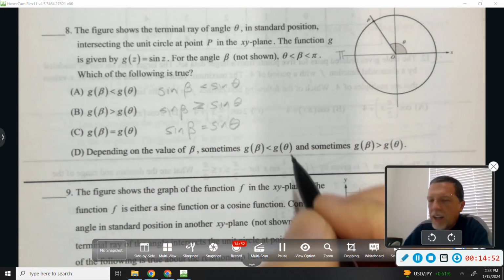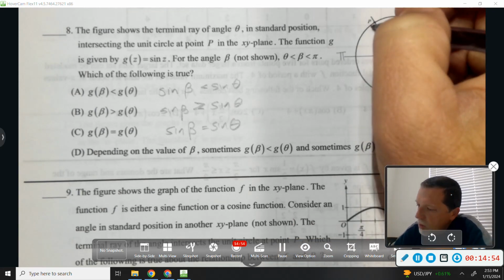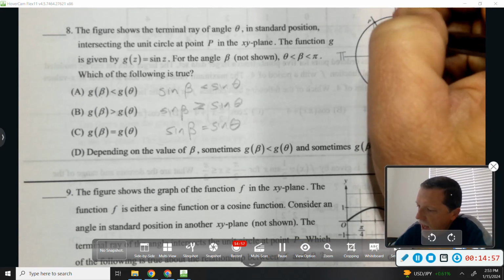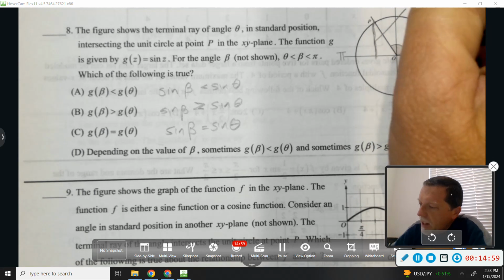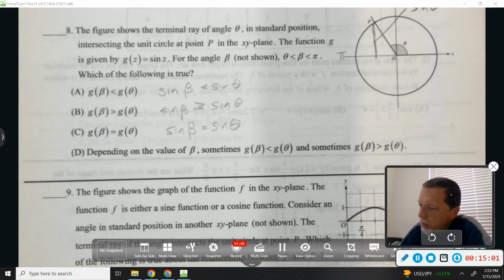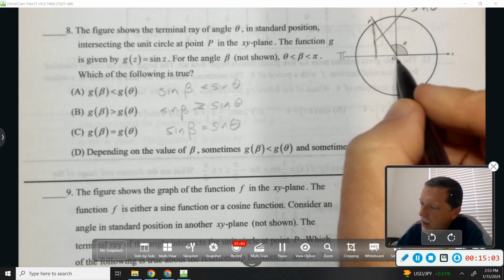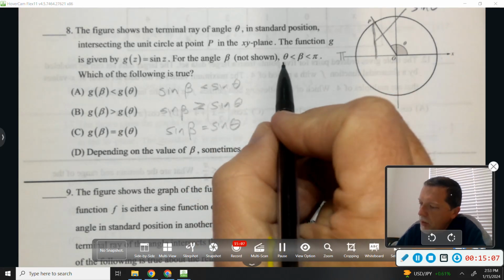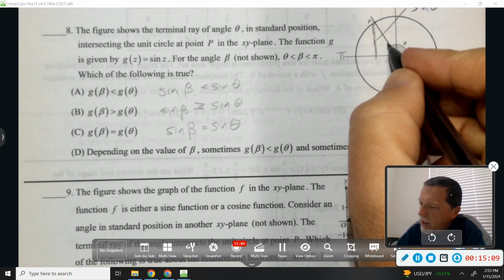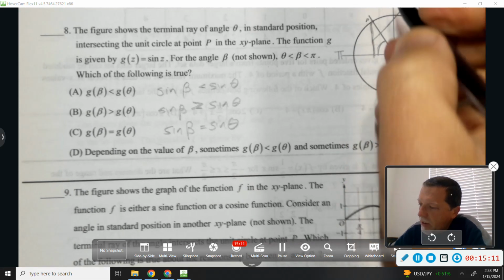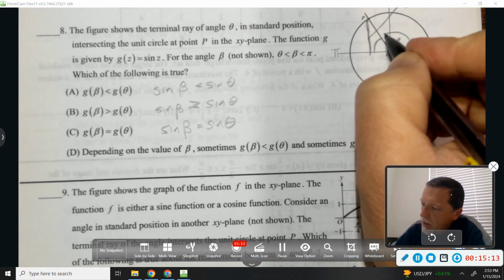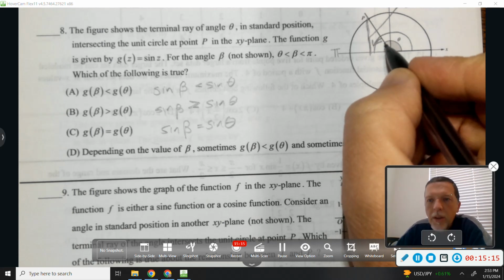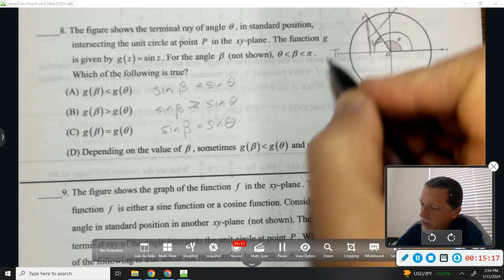Okay, well sine is the y-coordinate. So the y-coordinate of theta is that. So that height, that's the sine of theta. Beta is more than theta, less than pi. So beta is got to be over here in this area somewhere. So beta lands in between theta and pi. So it lands over there.